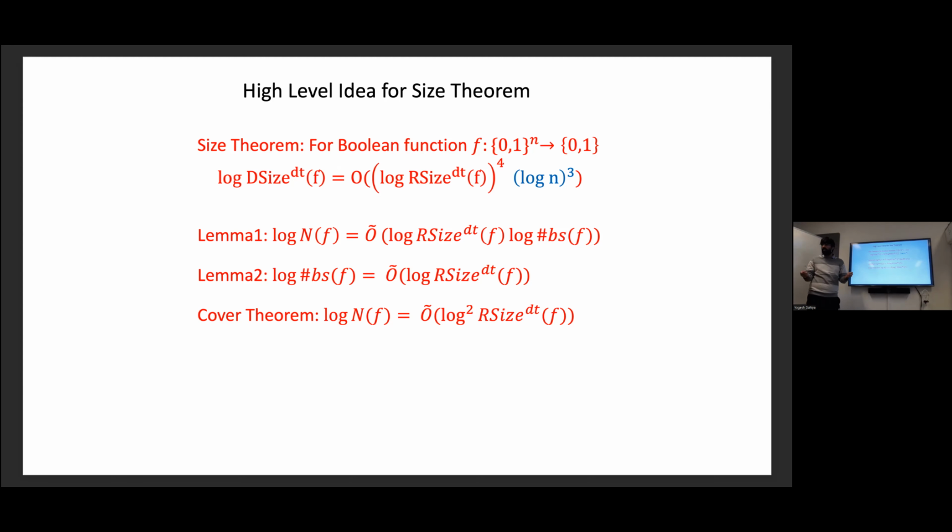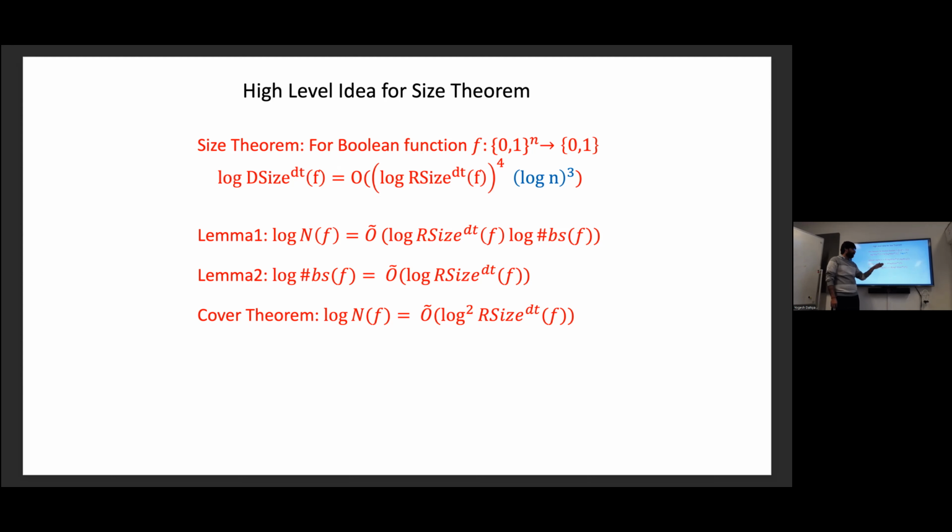Parity was an example where the log of block number was just log n, because your block number was just n. But it's not hard to argue that the randomized size for parity should also be like 2 to the omega n. So in the other direction, it fails miserably. We can only show that if the log of block number is large, then the log of randomized size is large. But if the log of block number is small, then we cannot say that the log of randomized size is small.